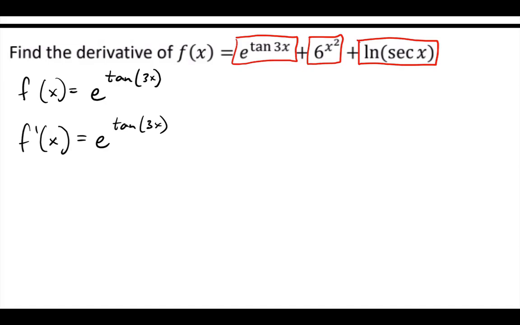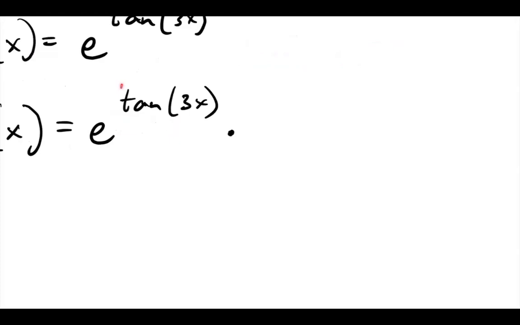That's the first step. And then what do we do? Find the derivative of the exponent. Yep, this guy here, which we've done before. So the derivative of this guy right here, how are we going to do that? What are we going to use to find the derivative of tangent 3x?